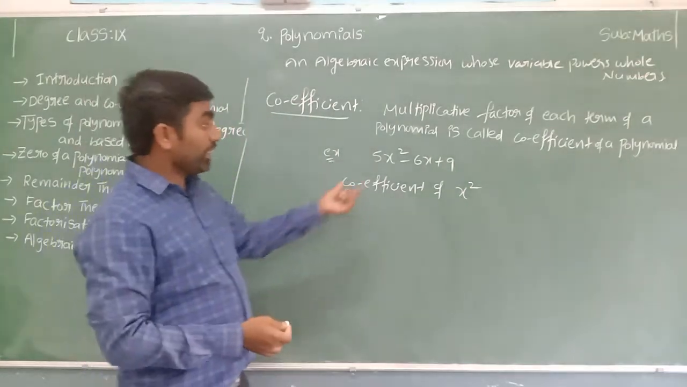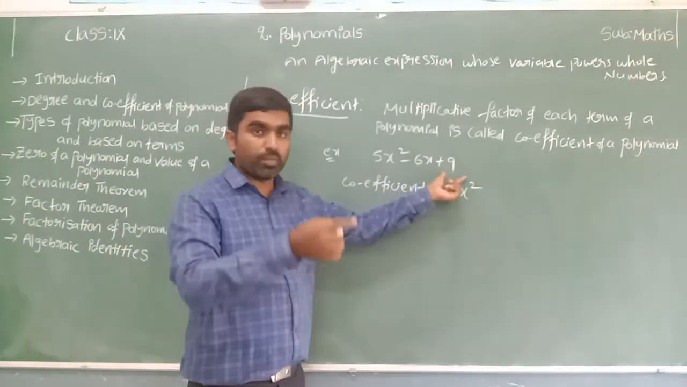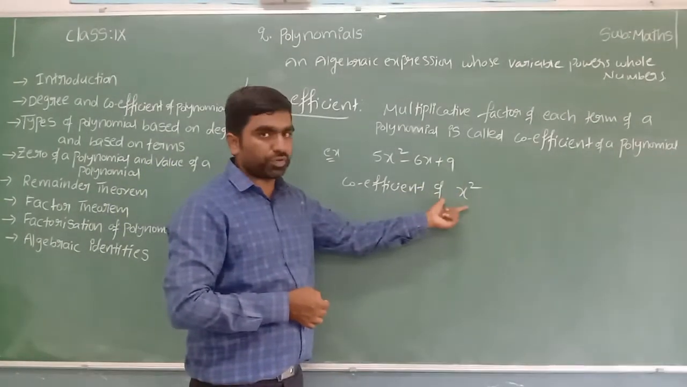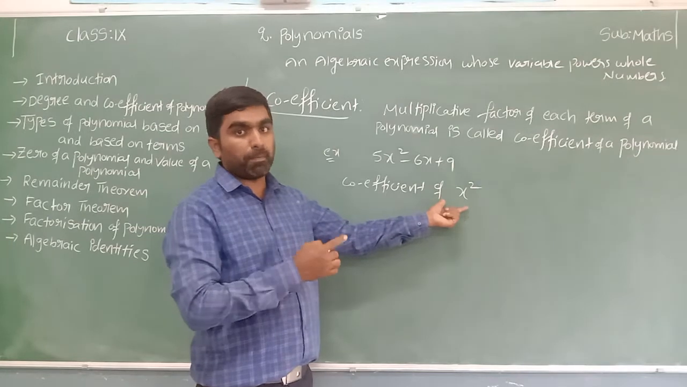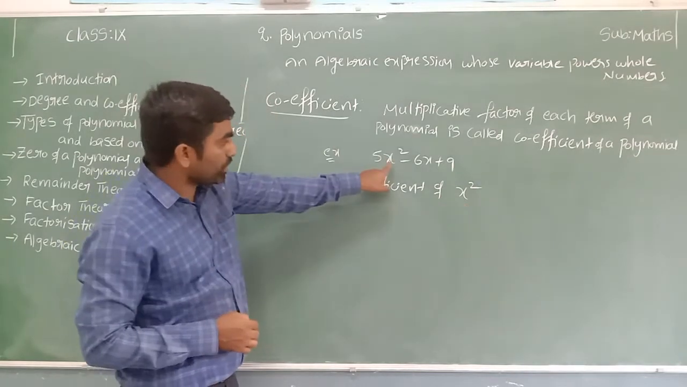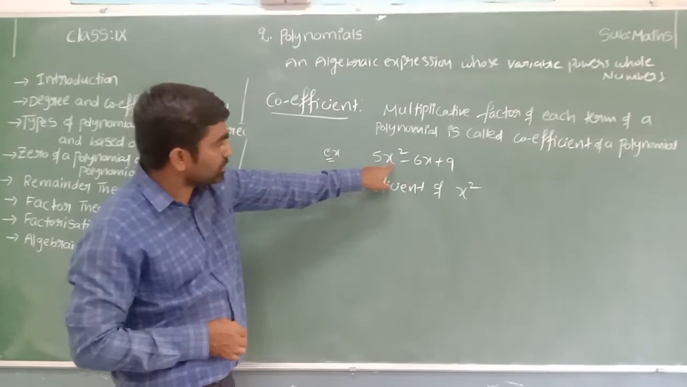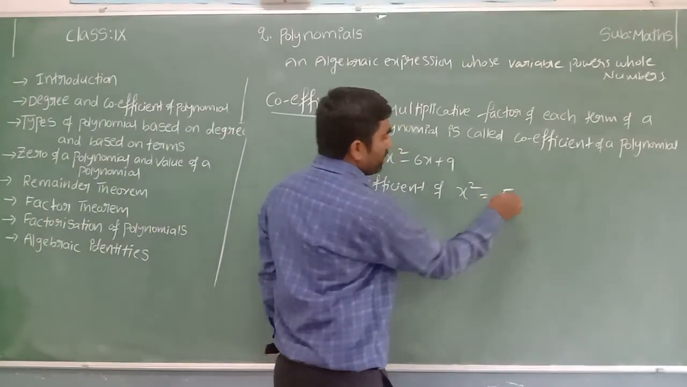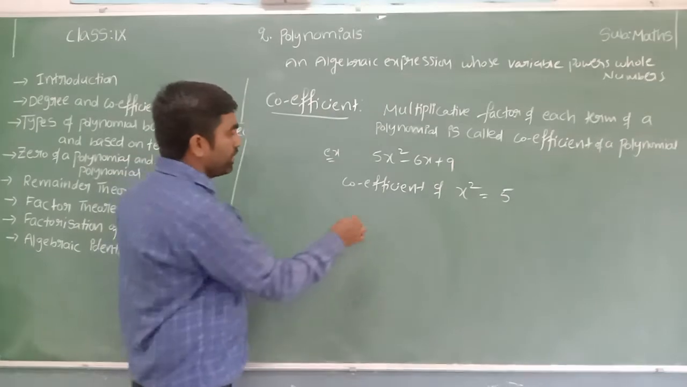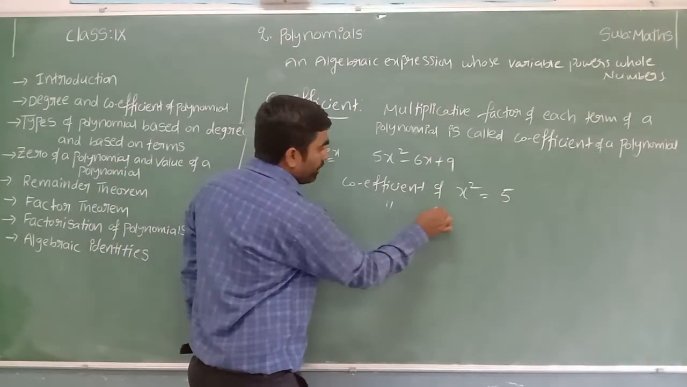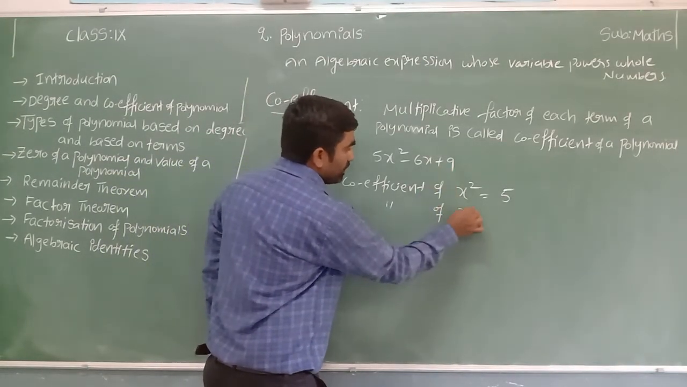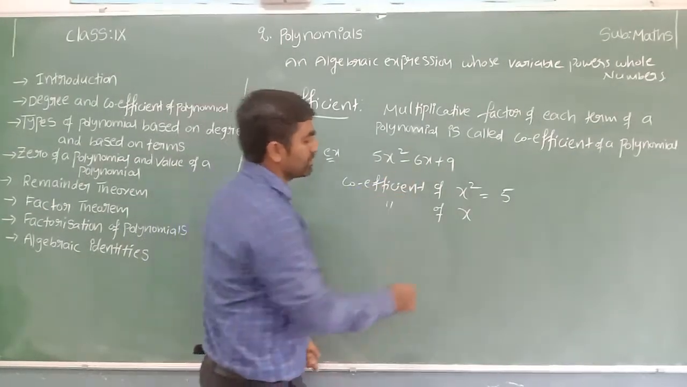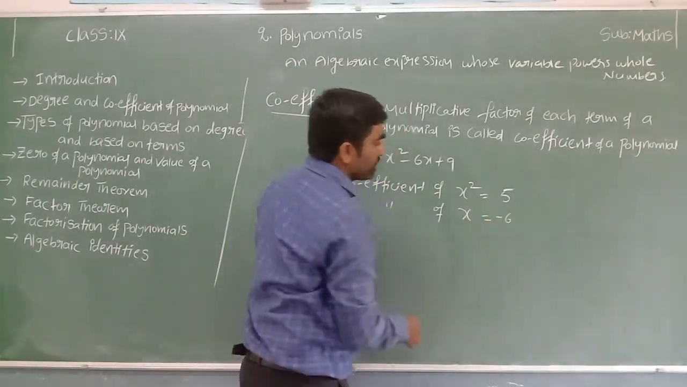As I told you, each term of a polynomial has a coefficient. Now see, what is the coefficient of x to the power of 2? Coefficient means, what I said, multiplicative factor. The multiplicative factor of x power 2 is what? 5. We can write the coefficient of x power 2 is 5. Similarly, tell me what is the coefficient of x. The coefficient of x is minus 6.